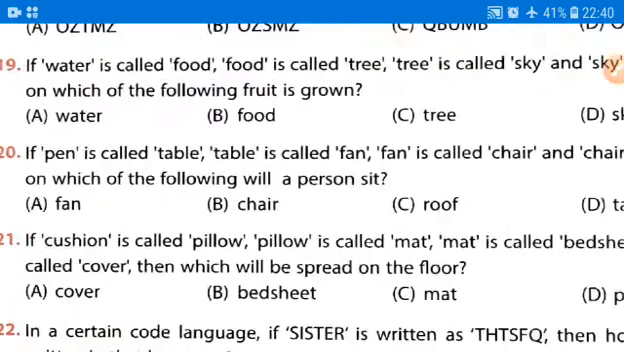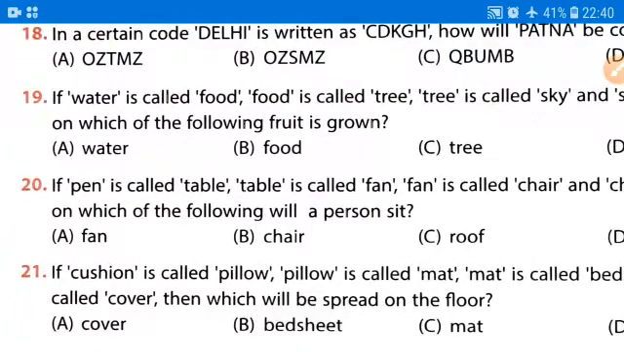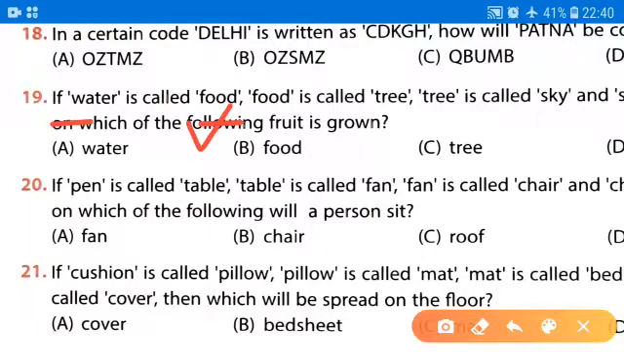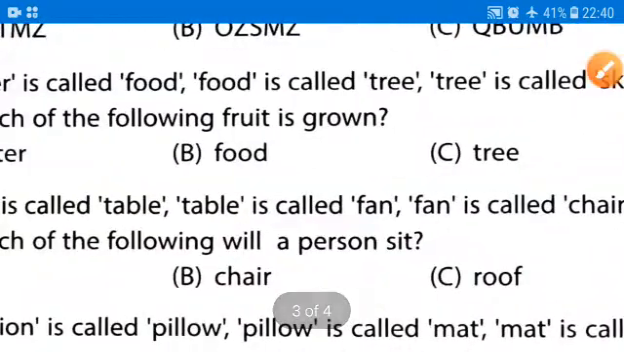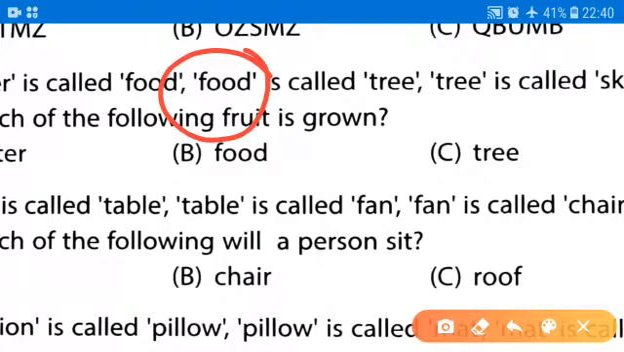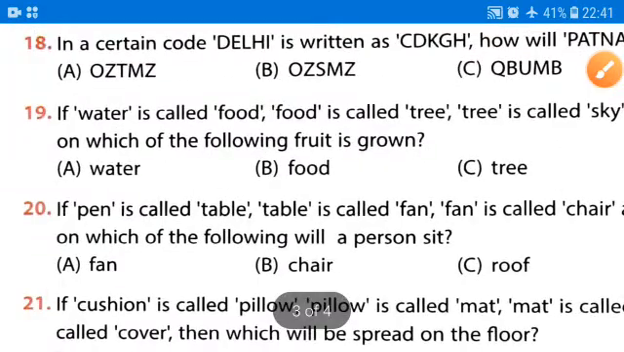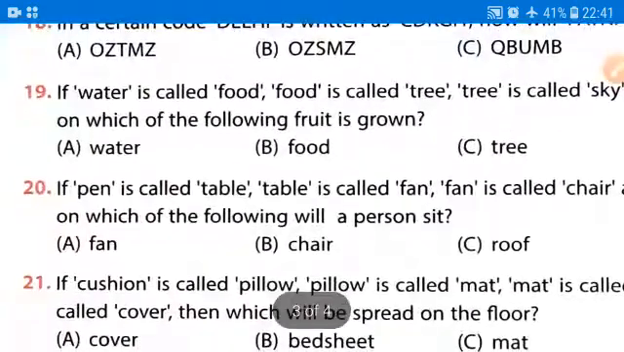Here we don't have to put our brain into how water is called food, or how food is called tree. We just have to remember that if I ask you to give me a glass of water, what will you give me? You will give me food. You will not give me water, you will give me food. And if I ask you what we eat, you will not say food, you will say you eat tree. Like this, simply.